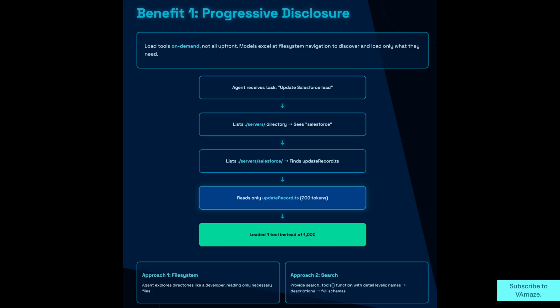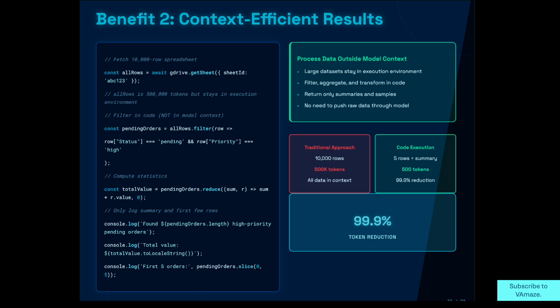Instead of front-loading all tool definitions, we load them progressively as needed. For an agent connected to 1,000 tools, maybe it only needs 10 for the current task. That's a 99% reduction in tool definition tokens. And here's the beautiful part. As agents become more sophisticated and develop better intuition about which tools they need, they get even better at this progressive loading, further improving efficiency over time.